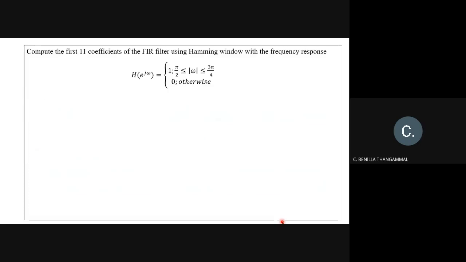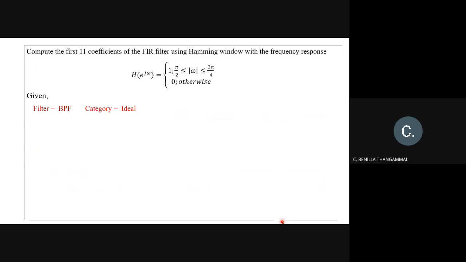Compute the first Levin coefficient of the FIR filter using Hamming window with the frequency response H of e power j omega is equal to 1 for pi by 2 less than or equal to modulus of omega less than or equal to 3 pi by 4. Here they didn't mention anything about the type of filter, so we have to find it. Two different frequencies are given, pi by 2 and 3 pi by 4, and the value is defined between minus pi by 2 to minus 3 pi by 4 and pi by 2 to 3 pi by 4. So the type of filter is nothing but a band pass filter.